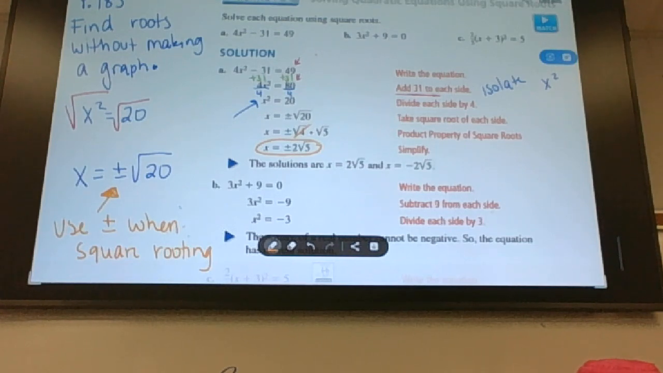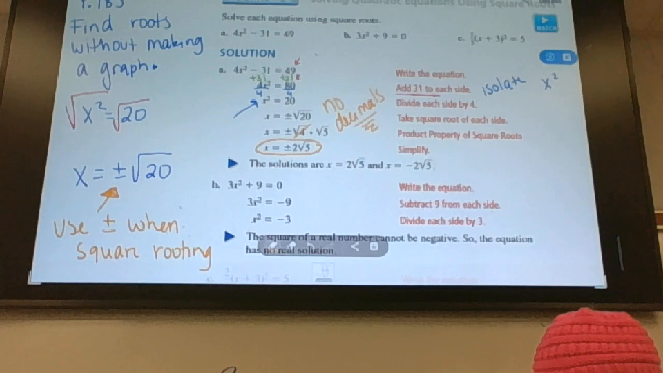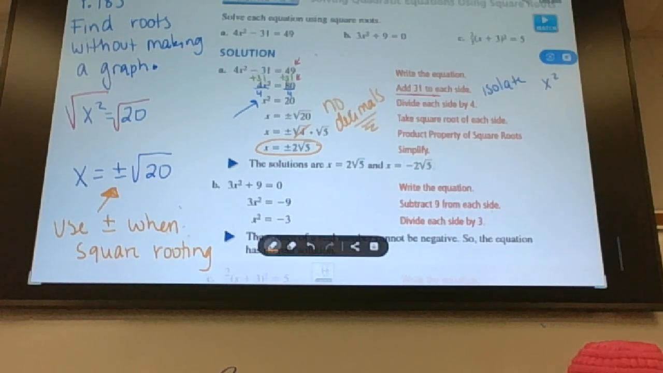Let's make a big note: more or less no decimals. For your final answer, unless it starts as a decimal, no decimal answers. This is called simplest radical form.